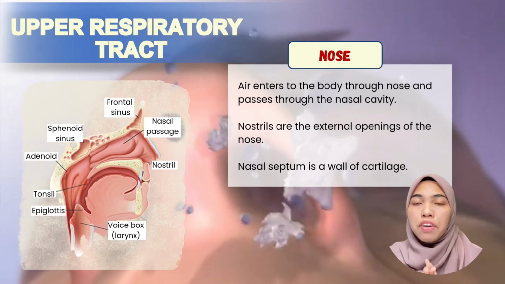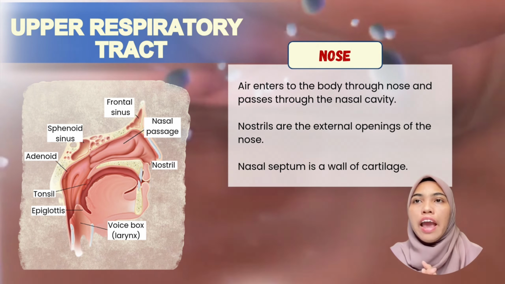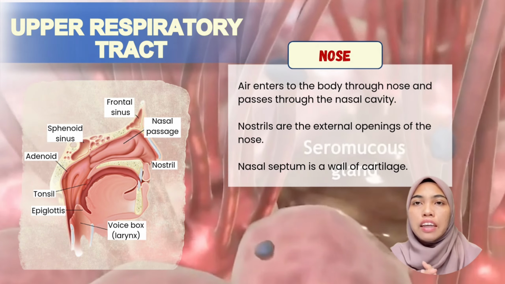efficiently. The function of the nose is when air enters the body through the nose and passes through the nasal cavity, which is the interior portion of the nose. The nostrils are the external openings of the nose, and the nasal septum is a wall of cartilage that divides the nose into two equal sections. The septum is a wall that separates two chambers.